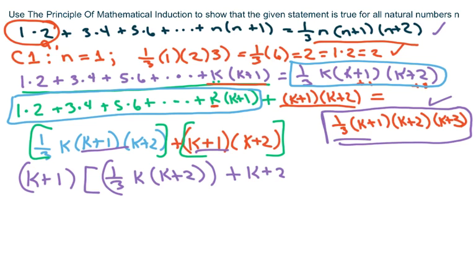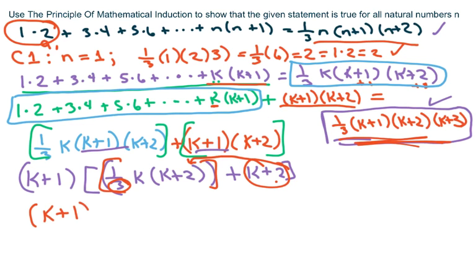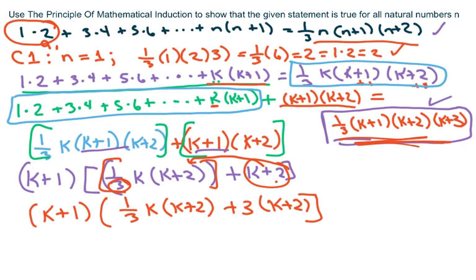Right? Now, we want it to look like this over here. So in order for this to belong to this quantity in here, I'm going to multiply by 3 because of this 1/3. So I'm going to have k plus 1, and then I'm going to have 1/3 k times k plus 2 plus 3 times k plus 2. Now this whole part goes together, and I can pull out my 1/3 in front, which is what we want here. So I'll pull out the 1/3.